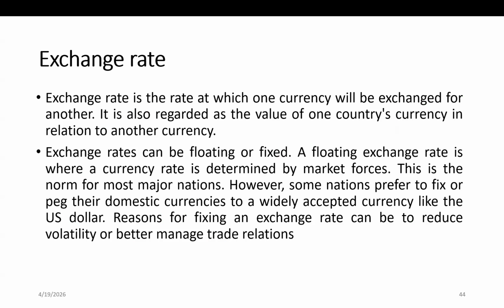And with that, we can move on to the exchange rate, right? So what do you mean by an exchange rate? That is the rate at which a currency is going to be exchanged for another currency, right? The price of the currency is simply the exchange rate, right?